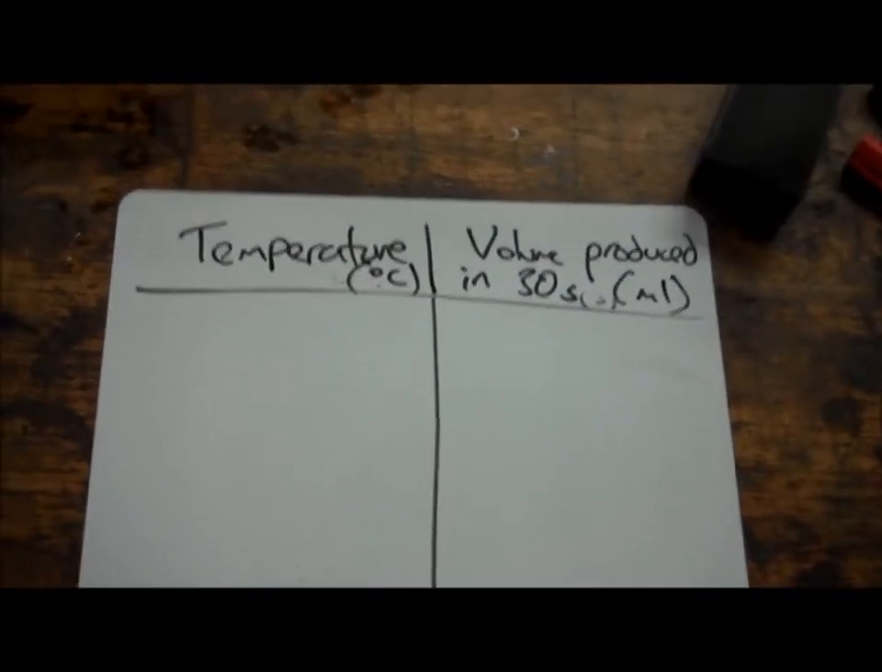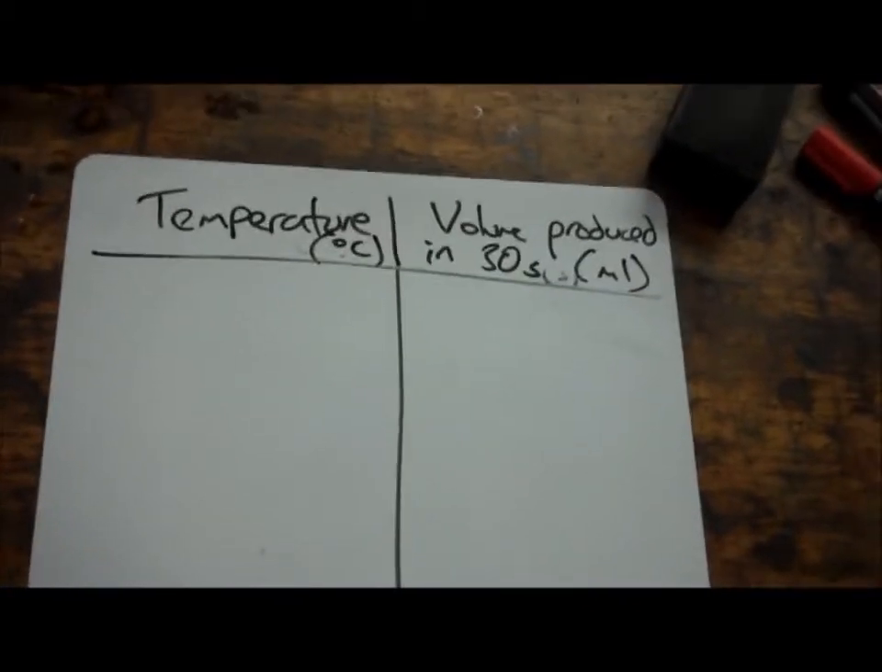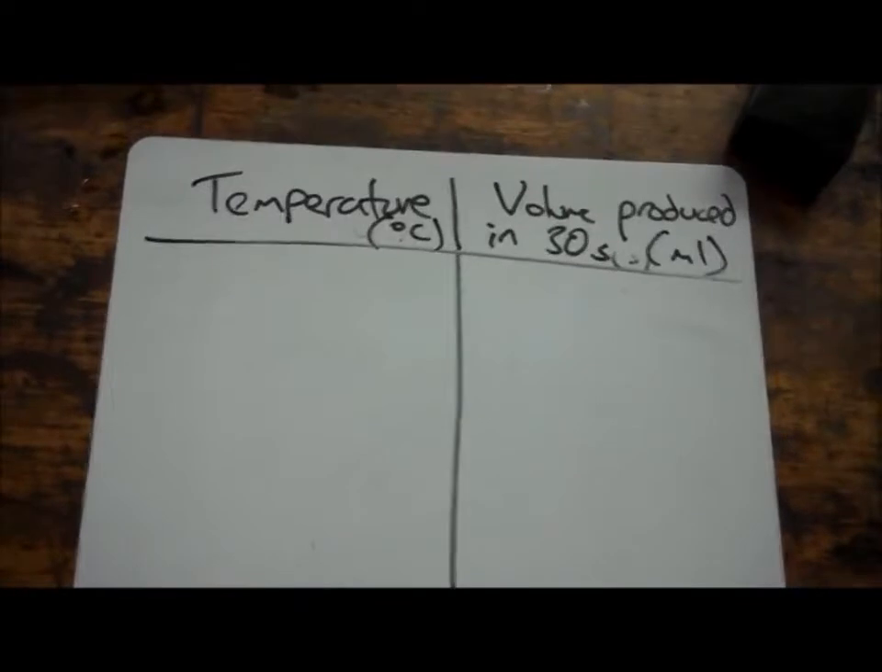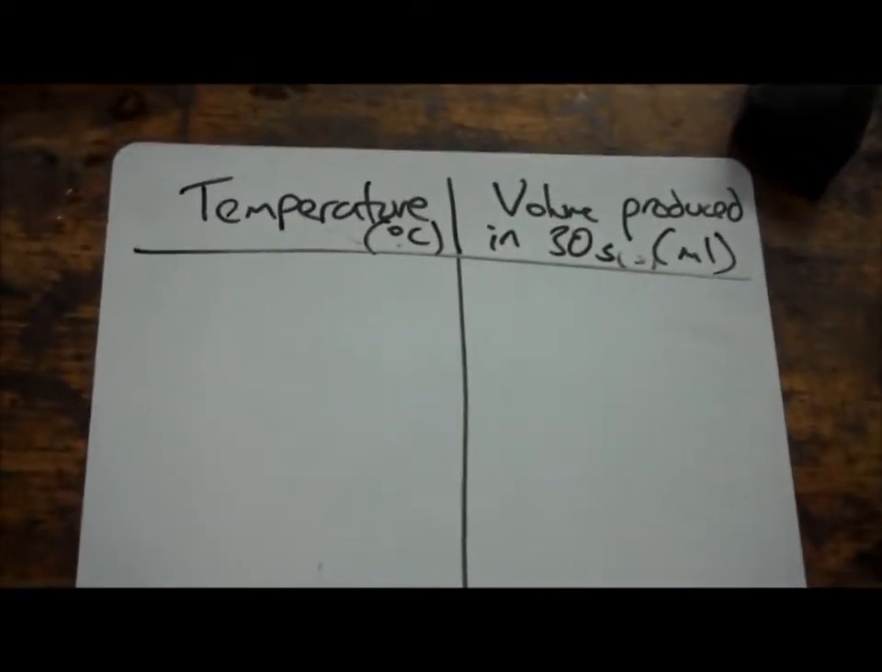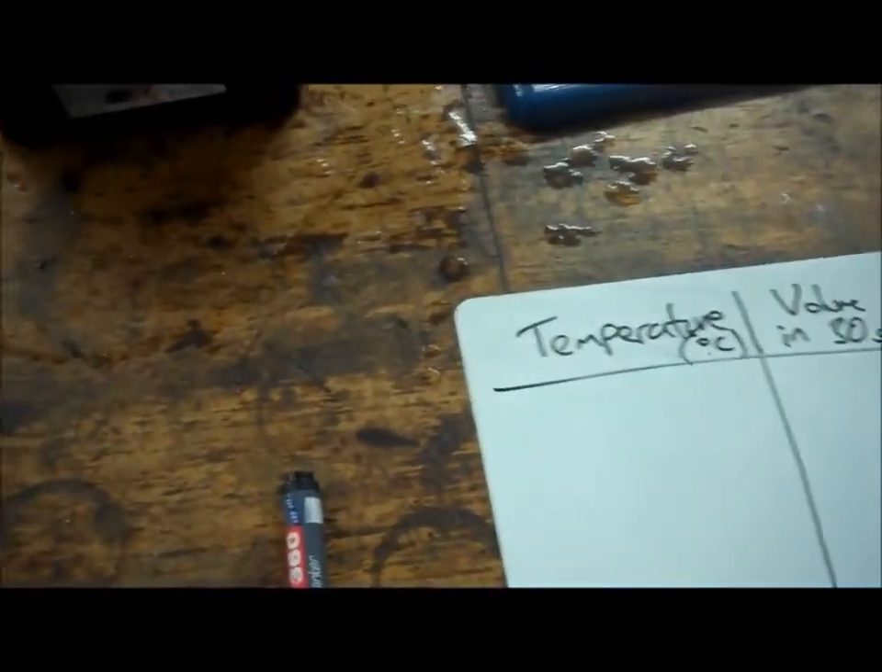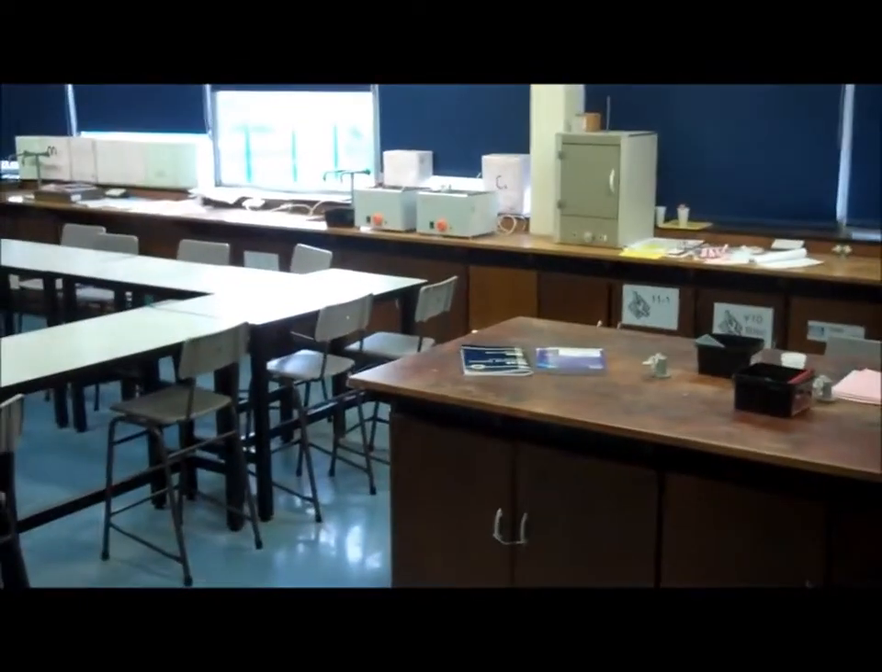When changing the temperature, we need to keep the concentration the same and keep the size of the marble chips, the surface area, the same. So in this case, we're going to use large marble chips and 1 molar hydrochloric acid. We're going to have a look at 4 different temperatures: room temperature, from the fridge, and 2 in the water bath over there.